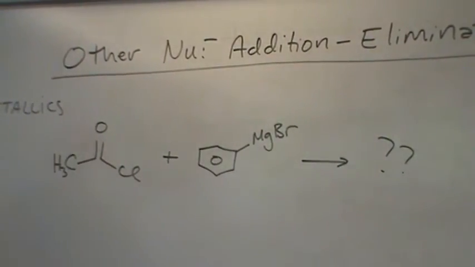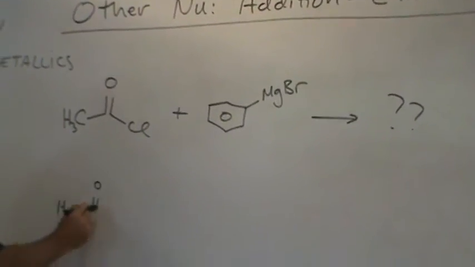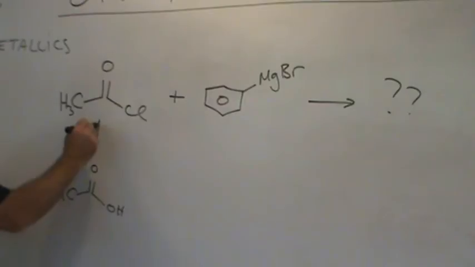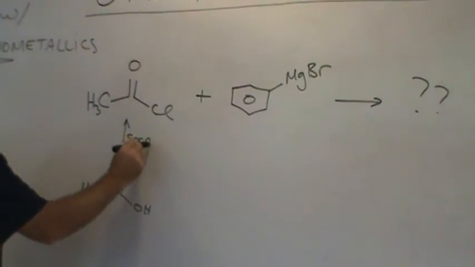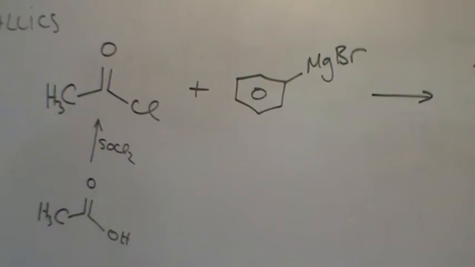Let's just review very quickly how we would make that. We would take acetic acid, which looks like that, and we would treat it with thionyl chloride. So if we wanted to make an acid chloride from a carboxylic acid, that's how we would do it.